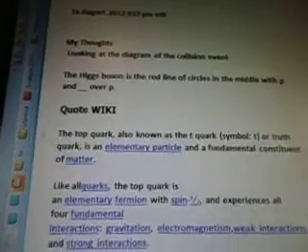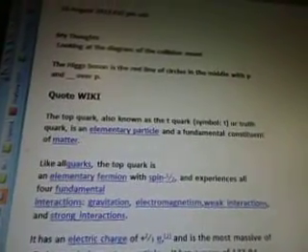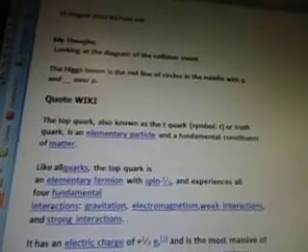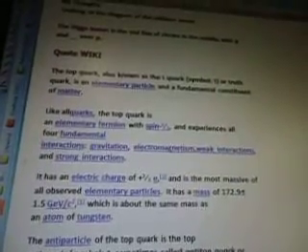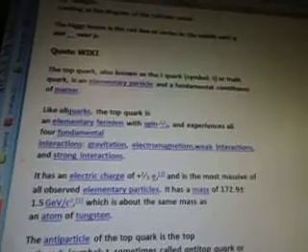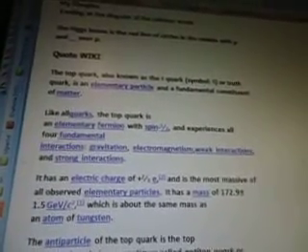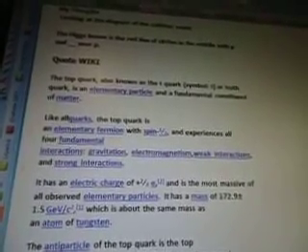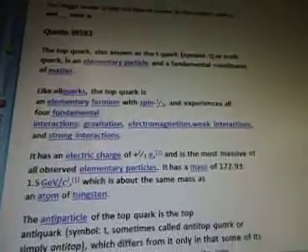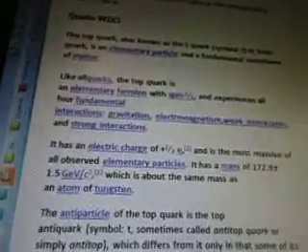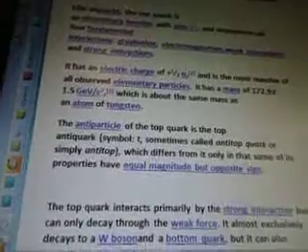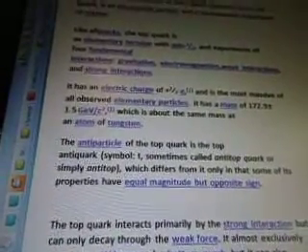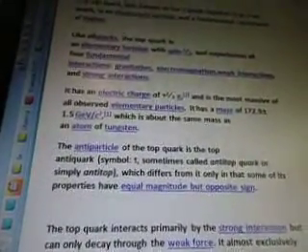The top quark, also known, and this is a quote from Wiki, as the T quark, symbol T or truth quark, is an elementary particle and a fundamental constituent of matter. Like all quarks, the top quark is an elementary fermion with spin of 1/2 and experiences all four fundamental interactions: gravitation, electromagnetism, weak interactions, and strong interactions. It has an electric charge of 2/3 e and is the most massive of all observed elementary particles.